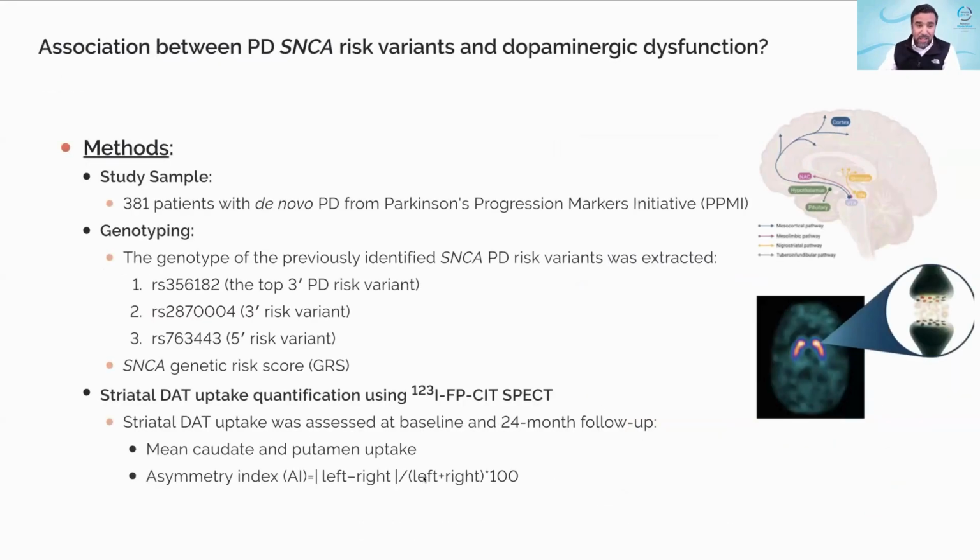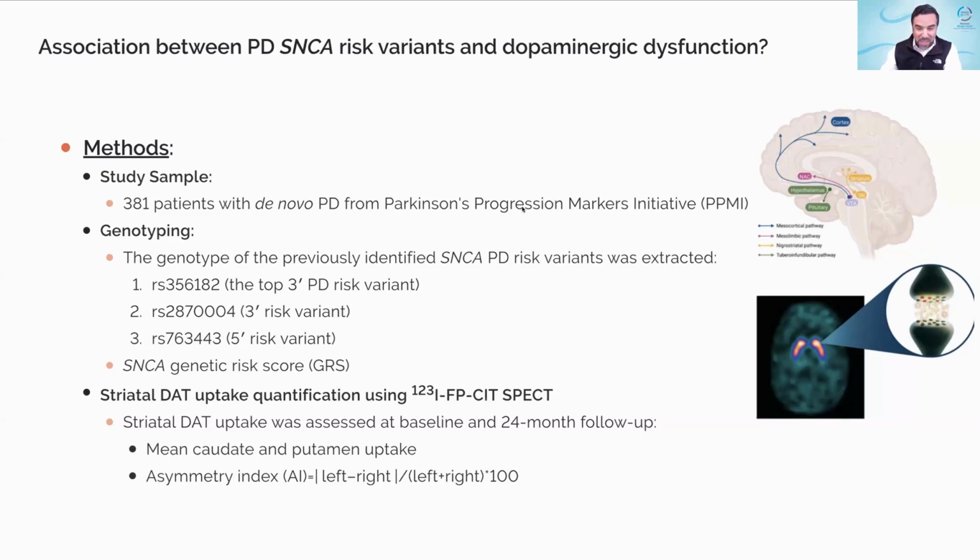So the work I've done is really looking at these specific variants and how they are linked to imaging phenotypes of Parkinson's disease, specifically the dopamine transporter scan. So I used 381 patients with de novo Parkinson's disease from the Parkinson's Progression Markers Initiative, or PPMI. These are newly diagnosed patients who have not received any treatments yet.